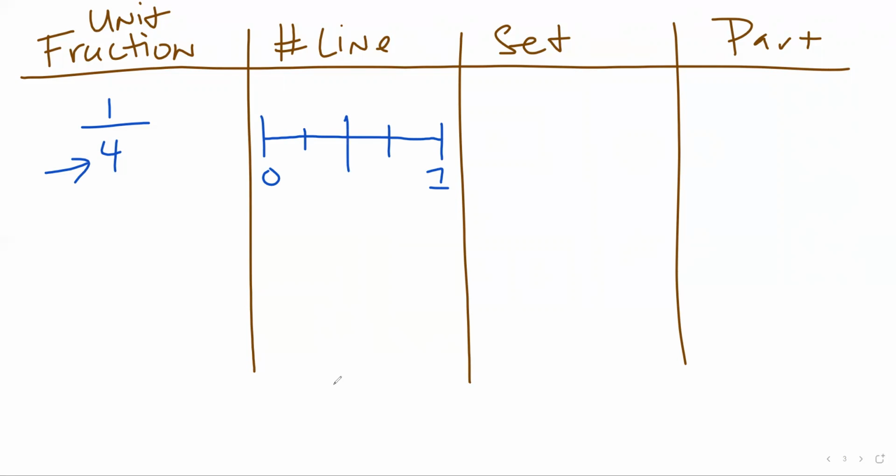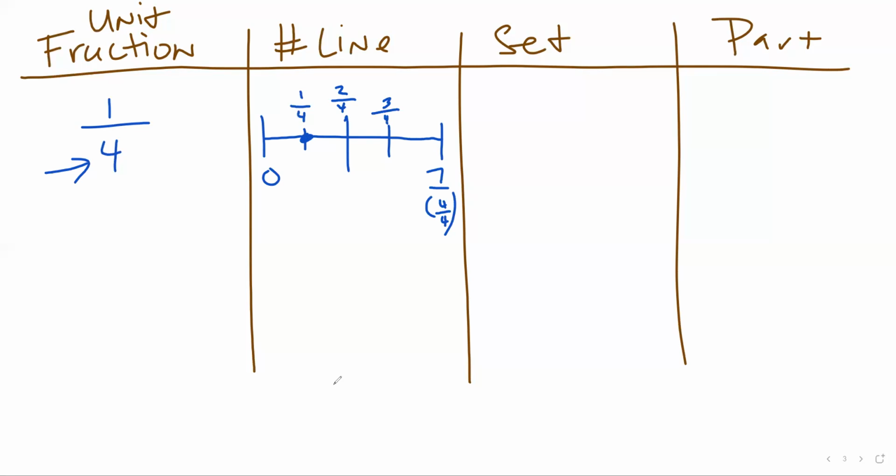And then I could label this. This is 1 out of 4. This would be 2 out of 4. This would be 3 out of 4. And this would be 4 out of 4, or the number 1. And then again, we want 1 out of 4, so we just put a dot here.